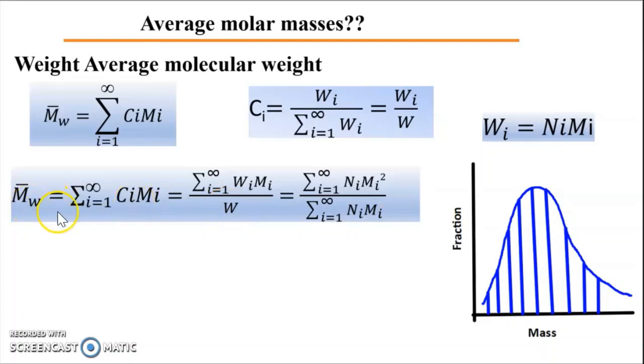In the Mn or the number average molecular weight formula, we get niMi over the summation of ni. Here I find that I added one Mi up and one Mi down, and as I have more Mi in the formula, or a higher value of Mi, Mw is higher in value than Mn.